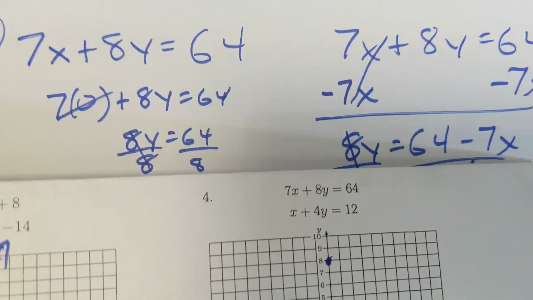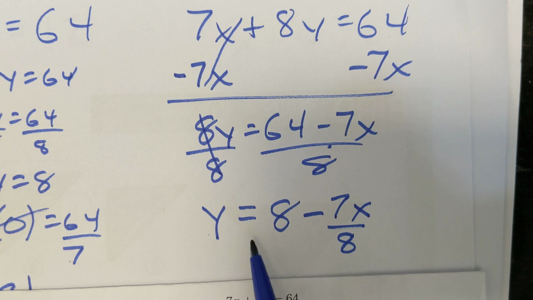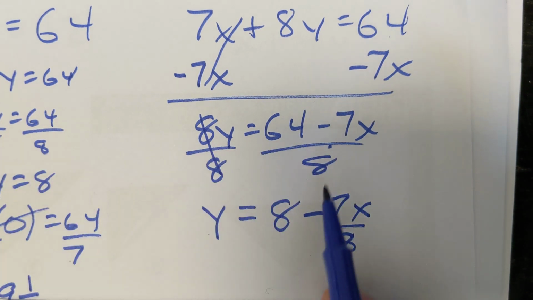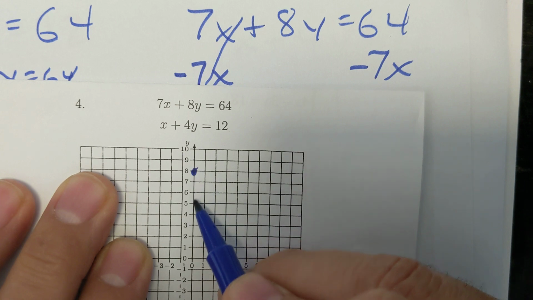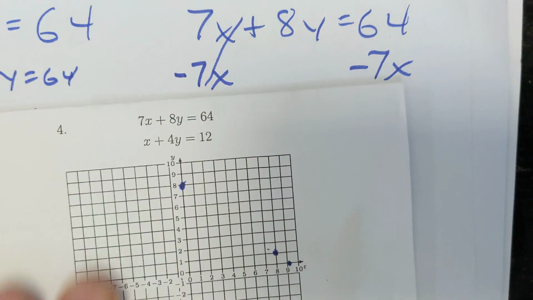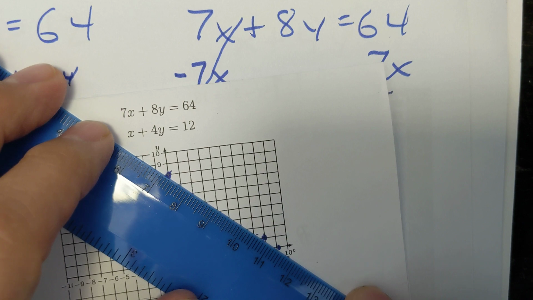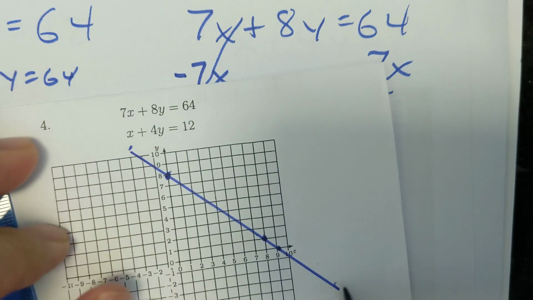But before we graph that line, let's take a look at our other option here. We've got slope-intercept form. The y-intercept would be 8, which I've already done. And the slope would be rise negative 7, run positive 8. So from here, rise negative 7, run positive 8, which would put me right there. Okay, but notice how all 3 points line up, despite using 2 different methods. So when I line it up, there's that graph.